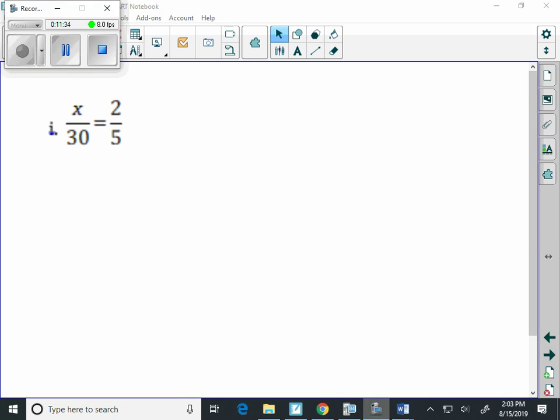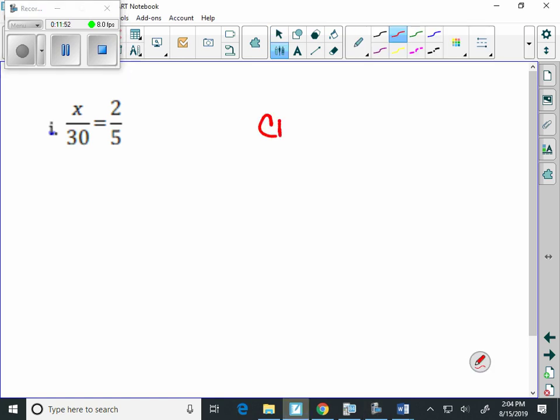X divided by 30 equals 2/5. And there's a couple ways to do this problem, and a lot of you, what you're probably going to do is multiply both sides by 30. But then you have to do 2/5 times 30. And if you have a calculator, that works out great. But here's a way that you don't really need the calculator.